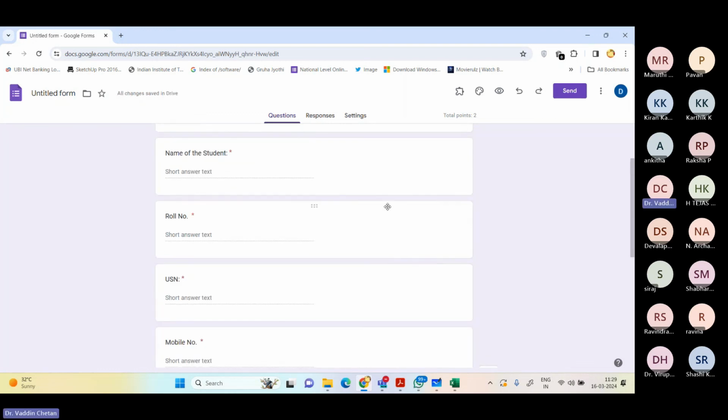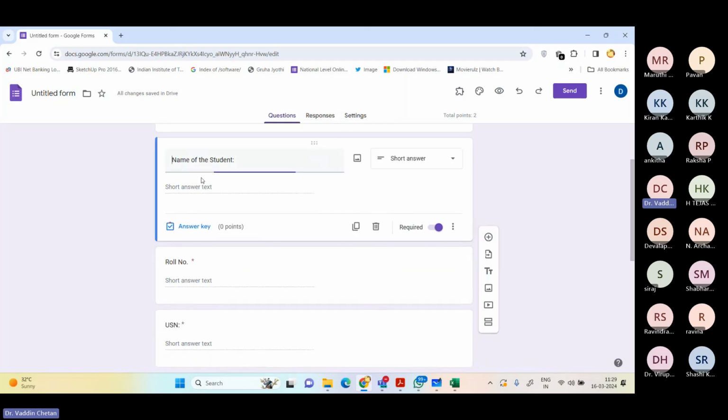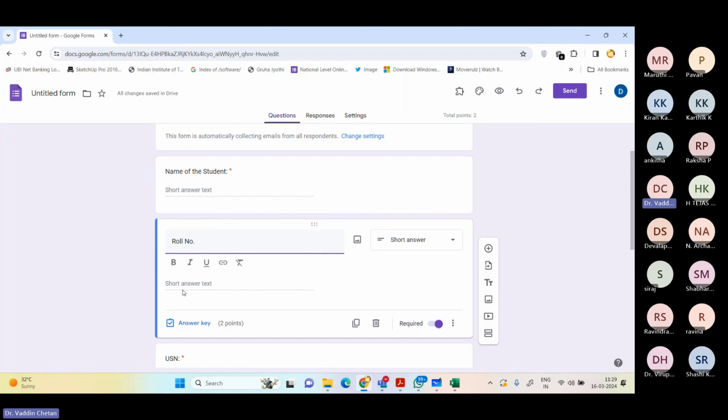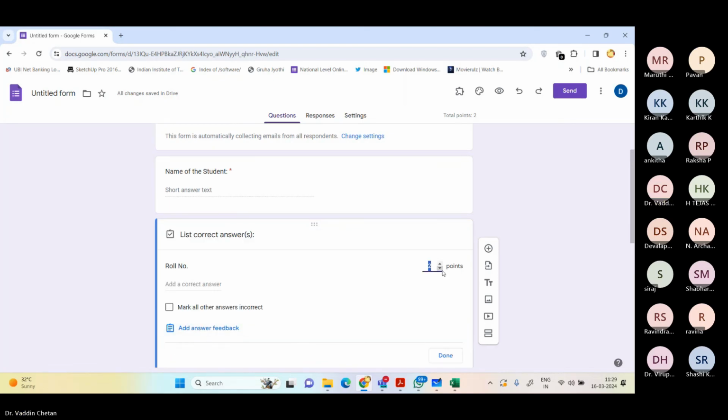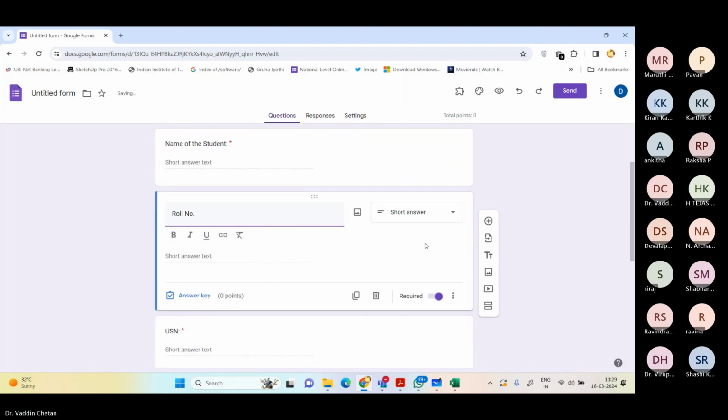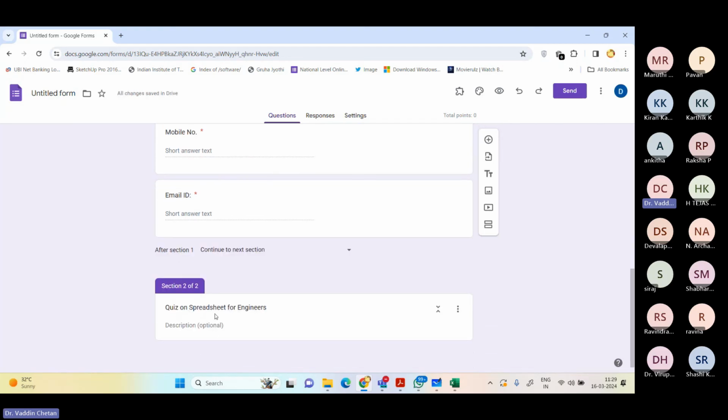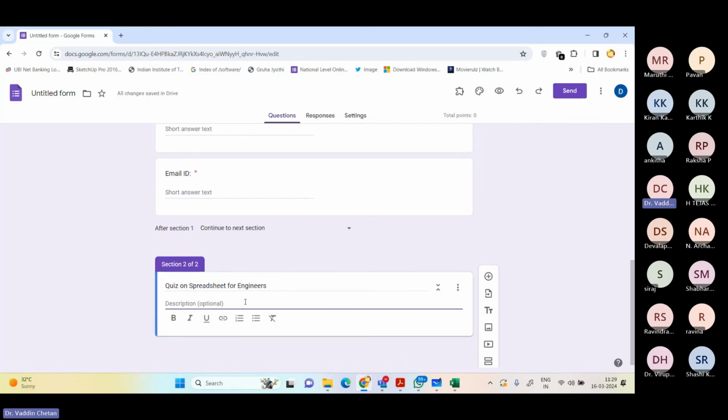Some question will be assigned 2 points. You can see that I have not created even a single question, so it is showing 0. This gets 0, this gets 0, right? So now I can go on creating the questions. What are the questions which I can create?